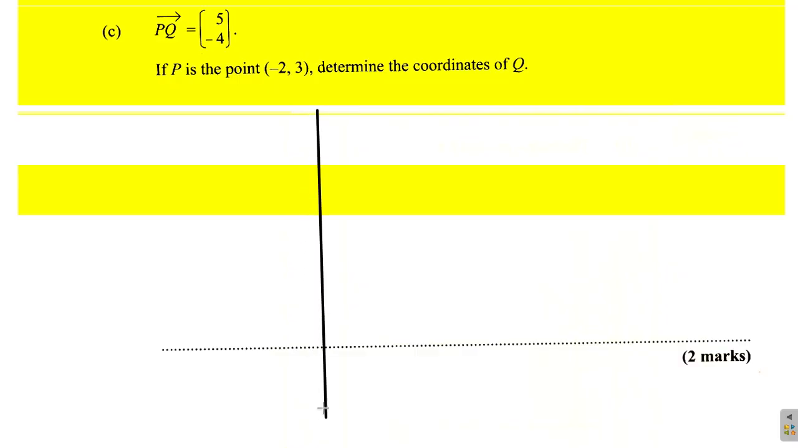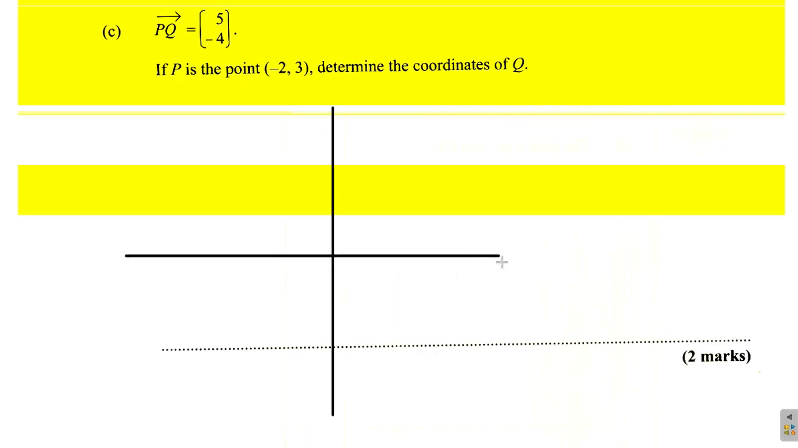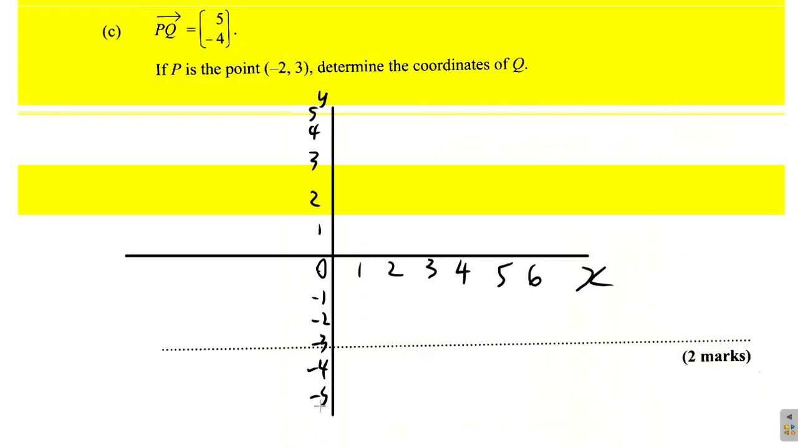Let's imagine we have a graph here of our y-axis and our x-axis. Just want to visualize what it is we're doing. 0, then 1, 2, 3, 4, 5, 6, and so on and so forth on the x-axis. 1, 2, 3, 4, 5, and so on on the y-axis. Negative 1, negative 2, negative 3, negative 4, negative 5, and so on on both axes.